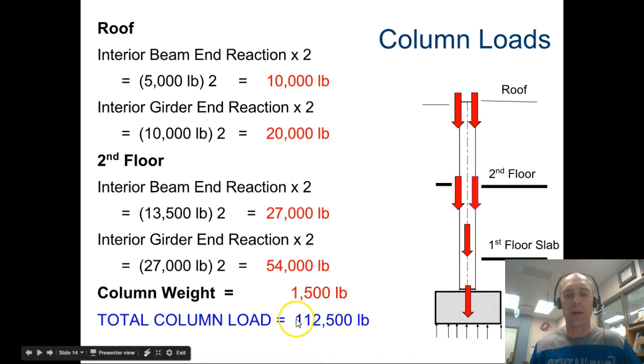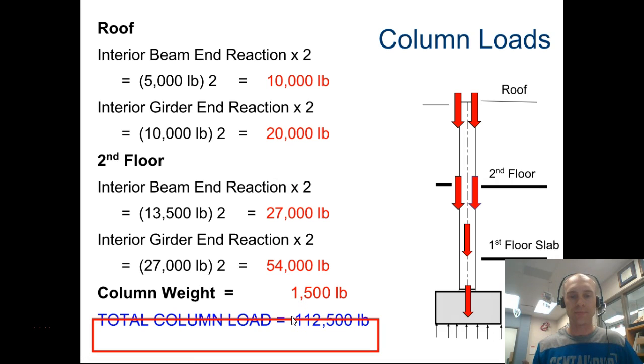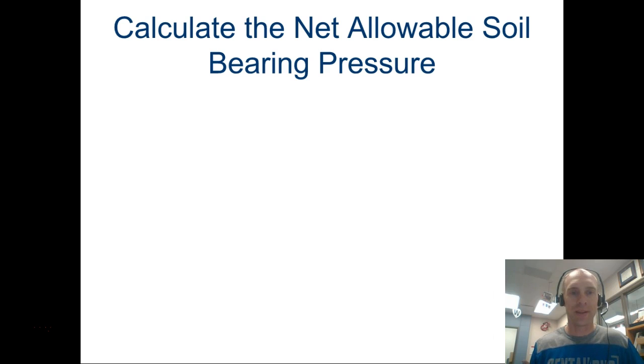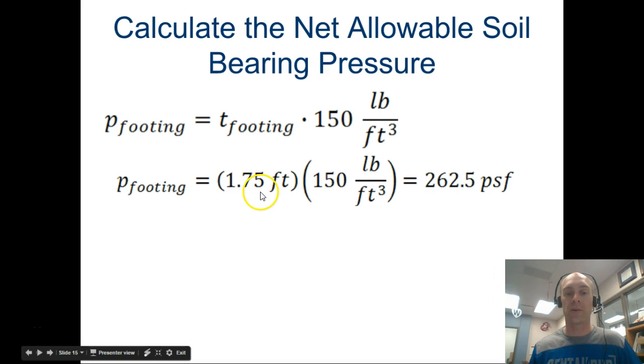That's why I'm giving you this information, because I don't need us to recalculate these pieces for what we're doing here. So you're going to be given that 112,500 pounds. Yeah, that's boxed right there. And now we need to calculate the net allowable soil bearing pressure. So remember from your formula, the load on the footing equals the thickness times 150. Well, the thickness was 1.75 feet, 1 foot 9 inches. So we have the pressure from this footing is 262.5 psf.